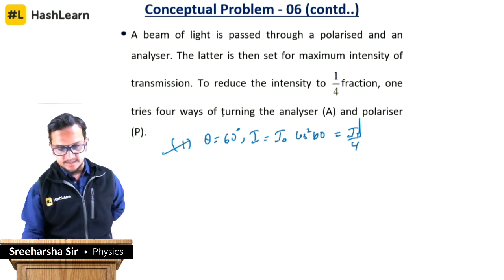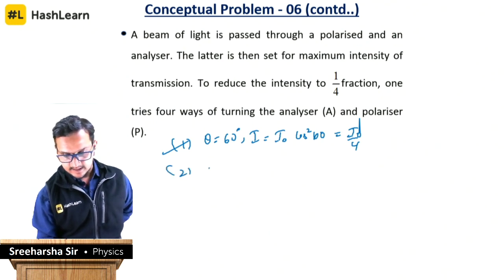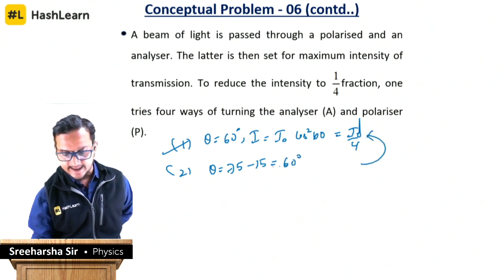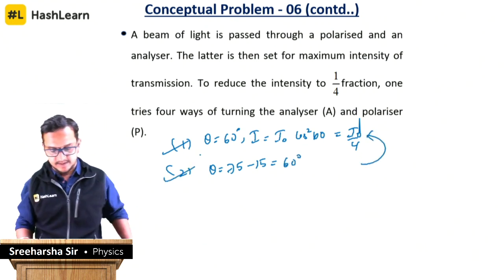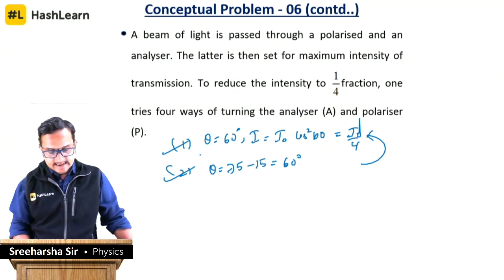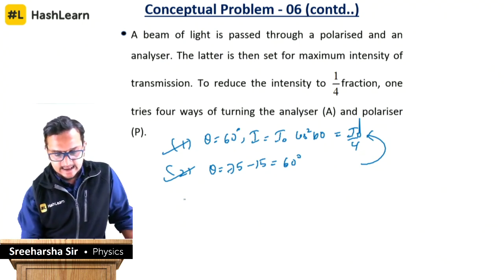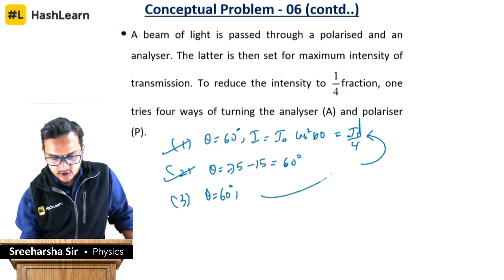The first case is possible. In the second case, theta equals 75 minus 15, which is equal to 60, which goes back to the same case. So even the second case is also possible. And in the third case, theta is directly given as 60 degrees, which again goes back to the first case.